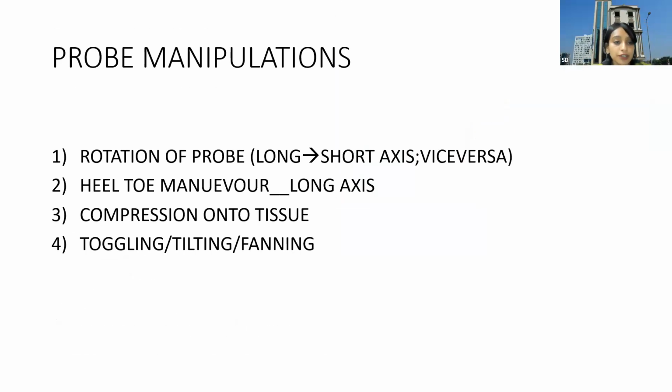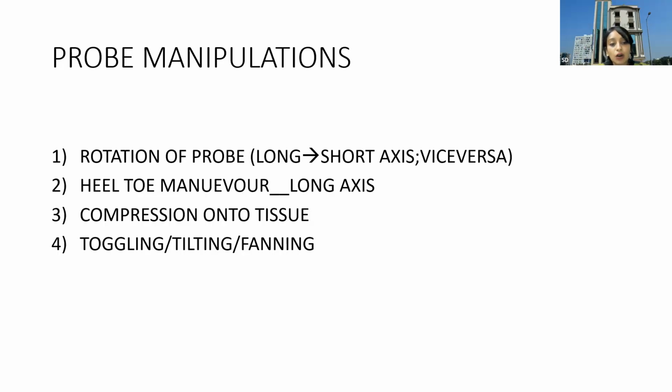Now, probe manipulation. I'll just mention these and it will be demonstrated later. When we are changing the long axis to short axis, or the short axis to long axis, we just need to rotate the probe. We can rotate the probe in a clockwise or an anti-clockwise direction. Usually the anti-clockwise movement of the probe is preferred.